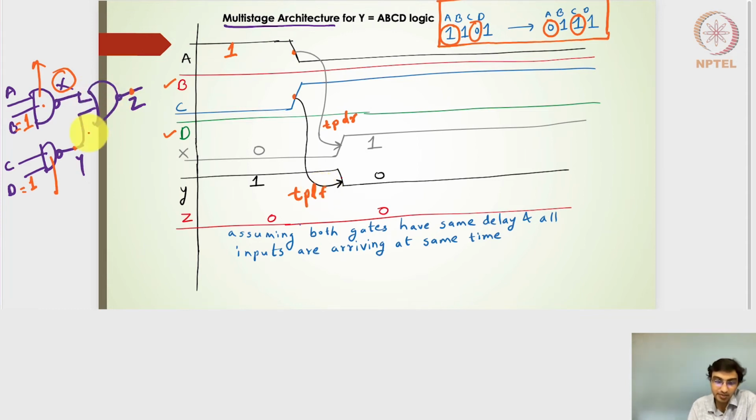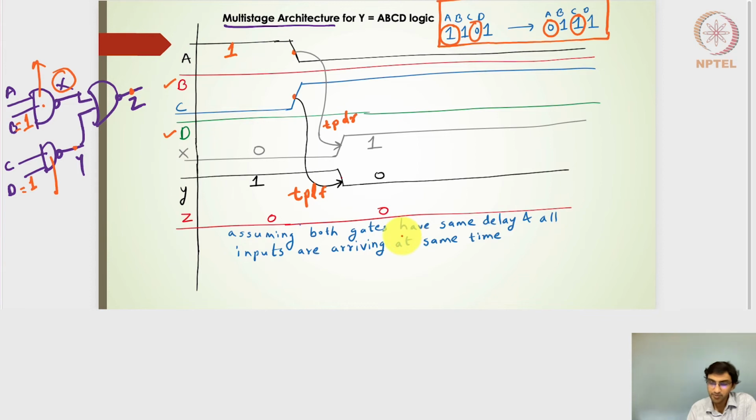Finally, Z is nothing but the NOR of the inputs X and Y. If I consider X and Y, they were 0 and 1, so the output Z will be nothing but 0 here, and here also it will be 1 and 0. It does the transition at the same time, so 1 and 0, I will get the output of 0.